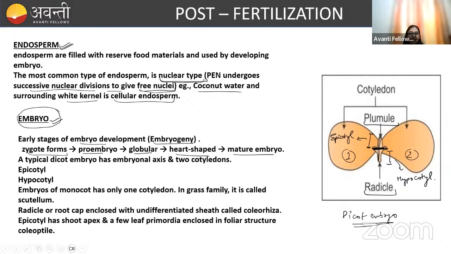And in case of grasses, the embryo has a single cotyledon, which is known as scutellum. Remember this name, that the embryo of monocot has 1 cotyledon and its name is scutellum in grass family. The radicle and the root cap are enclosed by an undifferentiated sheath, which is known as coleorhiza. And epicotyl has a shoot apex and a few leaf primordia, which are enclosed by an undifferentiated sheath, which is known as the coleoptile. So the main function of coleorhiza is to protect the radicle, and the main function of coleoptile is to protect the epicotyl.